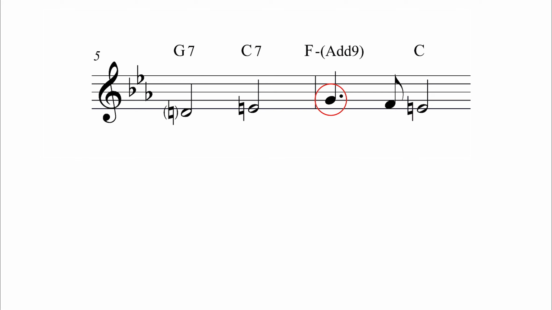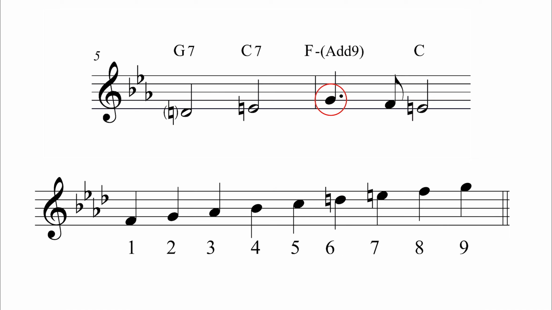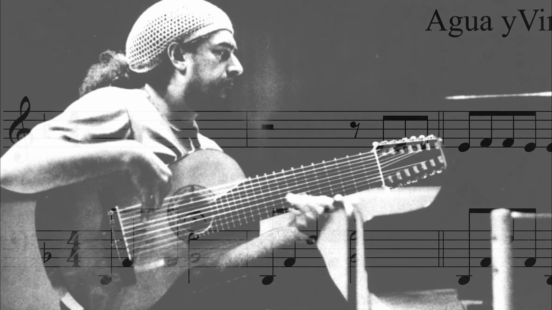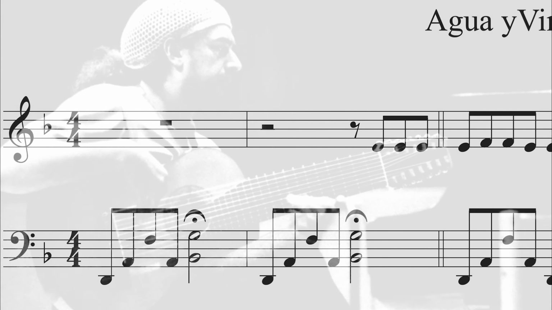The G melody in bar 6 over the F minor is a very emotional moment. This is the 9th on a minor chord used by so many musicians to imbue their music with feeling. Here is a stunning example of the 9th, Egberto Gismonti, Agua y Vino in D minor.